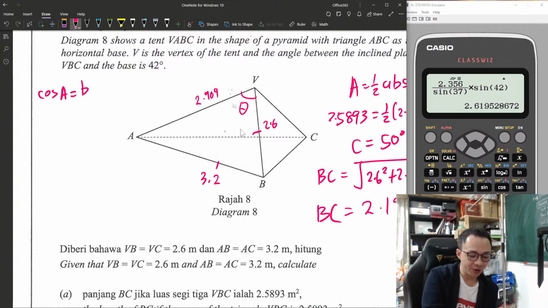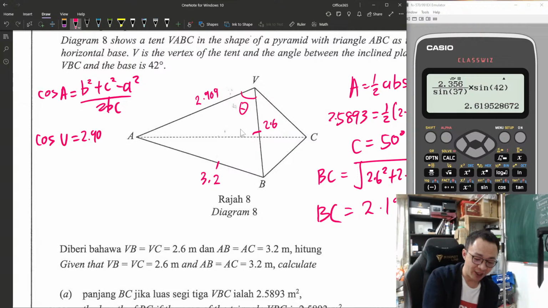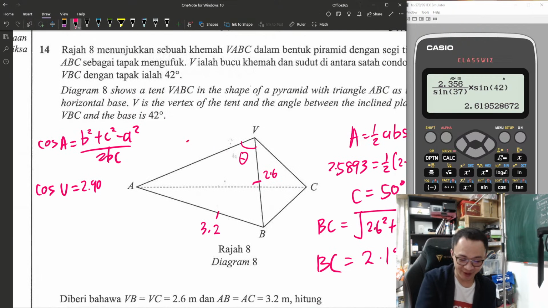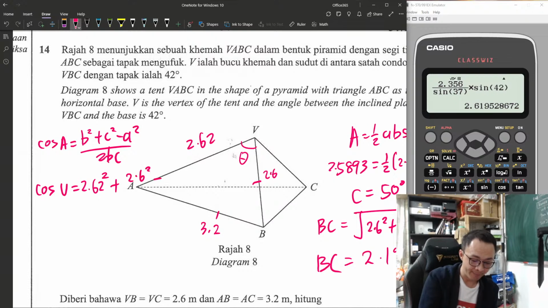Cos A equals B squared plus C squared minus A squared over 2BC. I will use this one to find the angle, in this case the angle V. Of course, you can find angle A or angle B. It doesn't matter at all. So I will say cos V. B and C will be both sides, 2.62. Just now I forgot to change to the correct one. So 2.62 squared plus 2.6 squared minus A, the opposite one, 3.2 squared, over 2 times 2.62 times 2.6.